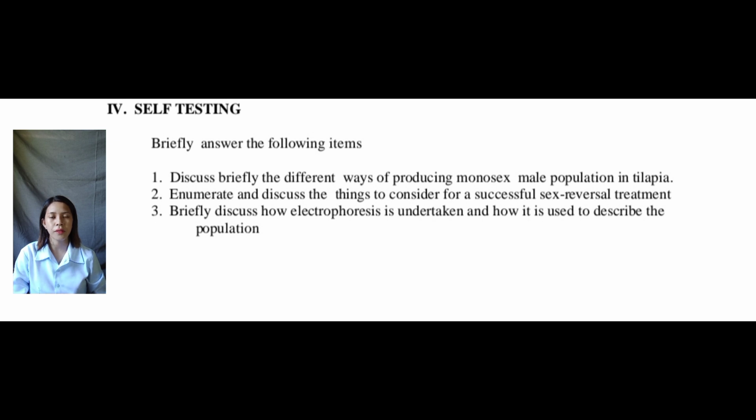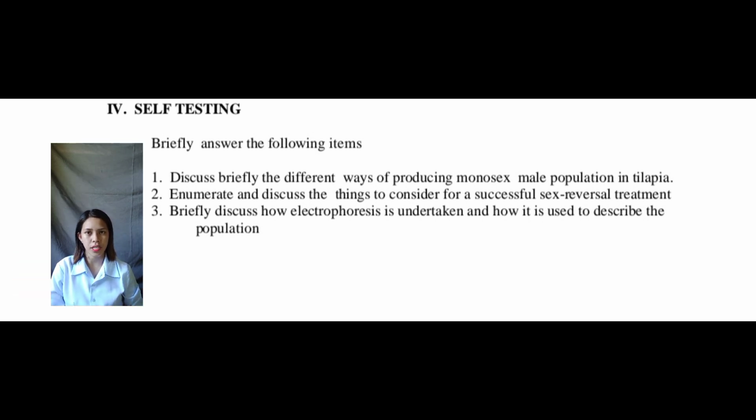Question number 3. Briefly discuss how electrophoresis is undertaken and how it is used to describe the population. Electrophoresis is a laboratory technique used to separate DNA, RNA, or protein molecules based on their size and electrical charge.